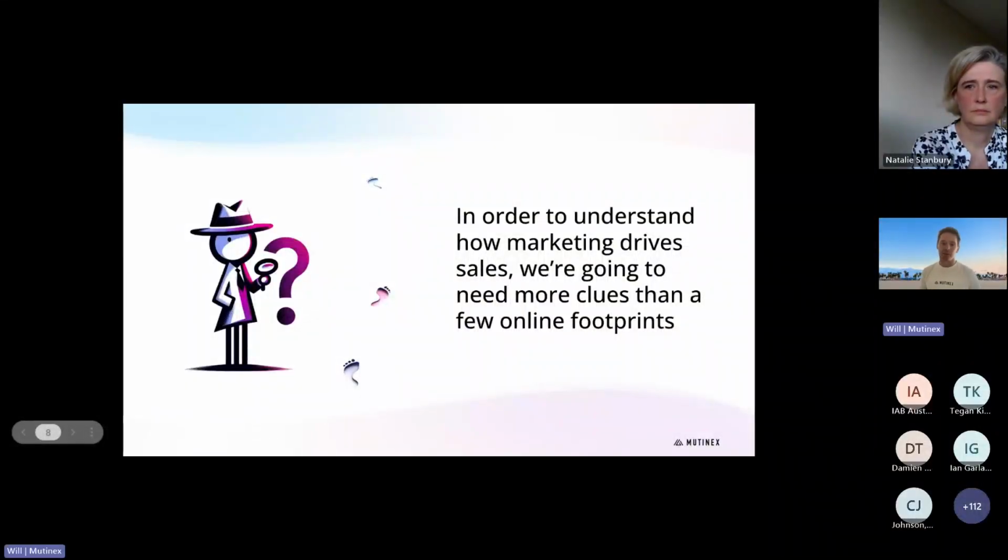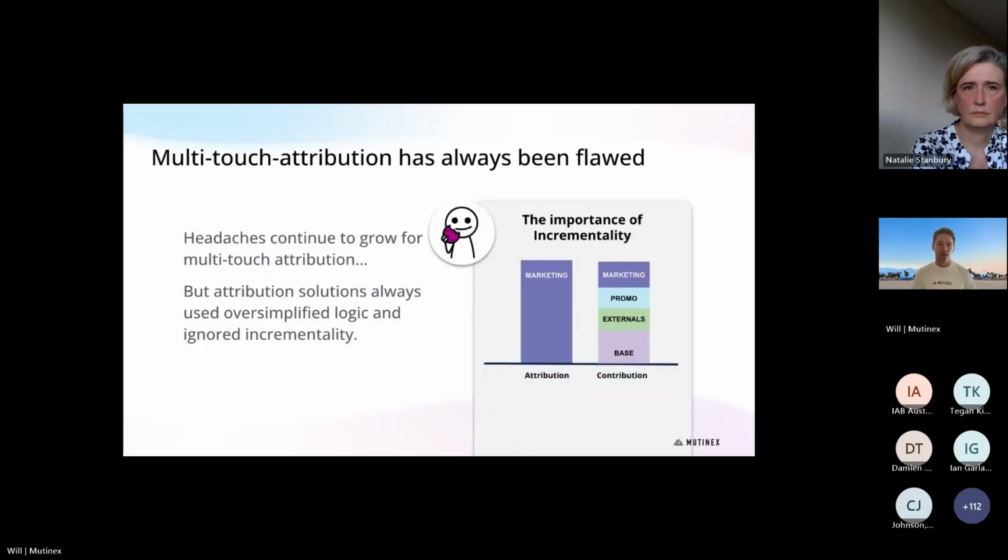And in order to understand how marketing drives sales, we need more than just a few digital footprints. It takes more than just looking at some of the ads that he's been exposed to, or maybe tracking where he's been online. We need a lot more information. And that's where, to date, multi-attribution has always been a bit flawed.